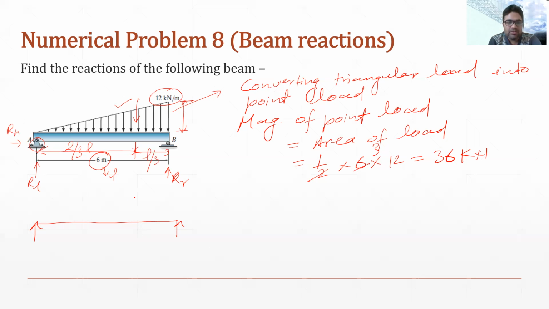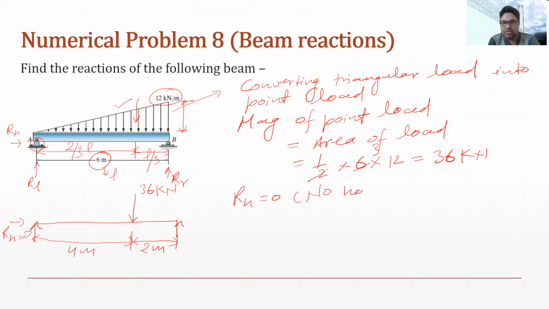Okay, so our load will be acting here, which is 36 kilonewton, and this distance would be L by 3, which means 6 by 3, which is 2 meter, and this will be 4 meter. So now it becomes a very simple case. Now in this case, there is no horizontal load, so obviously RH will be 0. So I'm writing here directly RH will be 0 because there is no horizontal load.